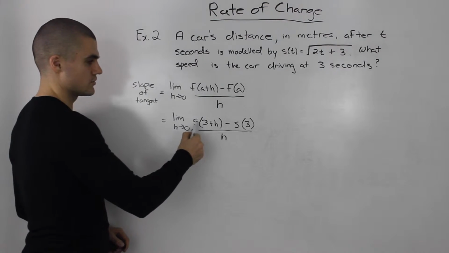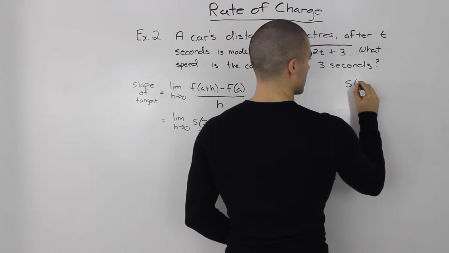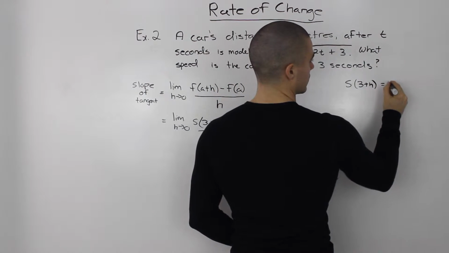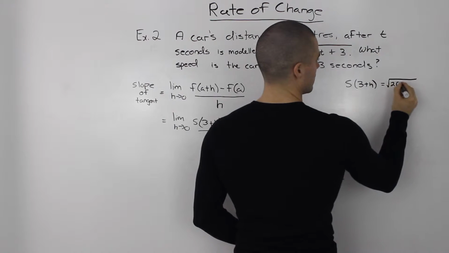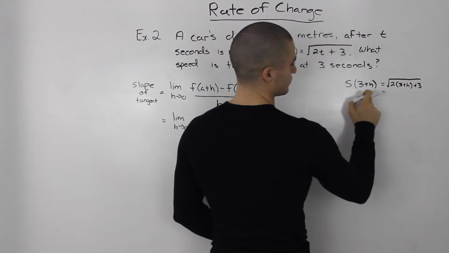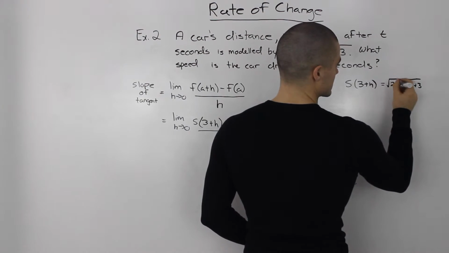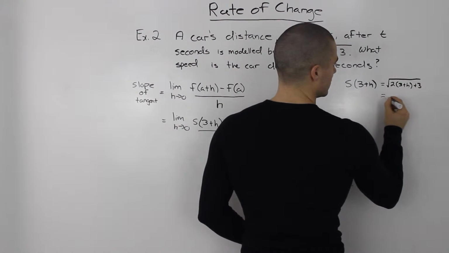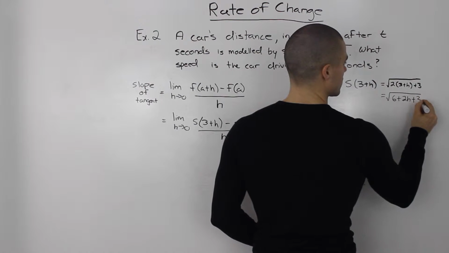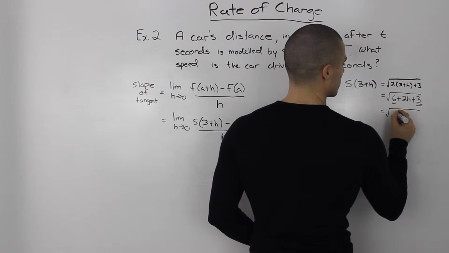Okay, so let's do s of 3 plus h and s of 3 on the side here. So s of 3 plus h, we just plug in 3 plus h for t into our equation. So it's the square root of 2 bracket 3 plus h plus 3. Okay, so we plugged in the 3 plus h for the t, and we represented t as a whole bracket here. So let's distribute the 2 inside the bracket. So we'll have the square root of 6 plus 2h plus 3. Then notice how the 6 and the 3 are like terms, so we could add them. So we end up with 9 plus 2h.